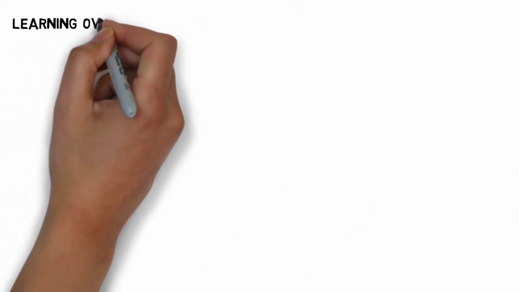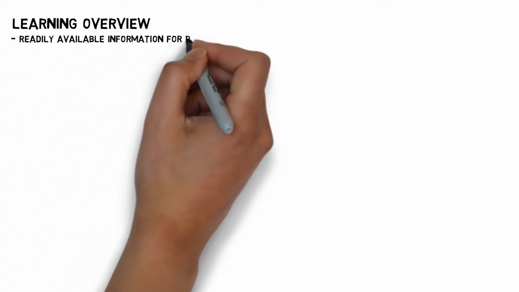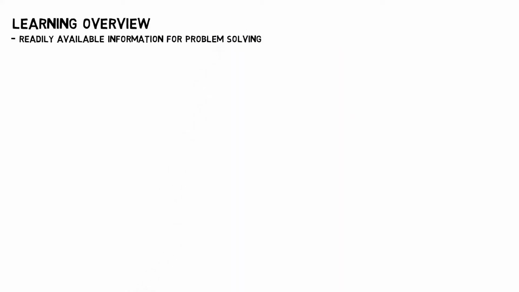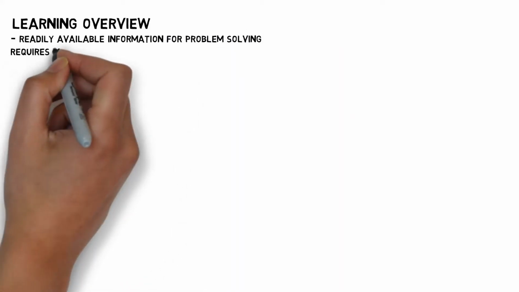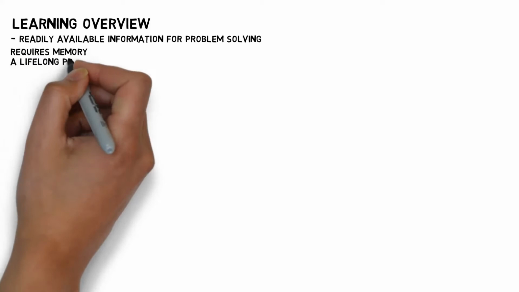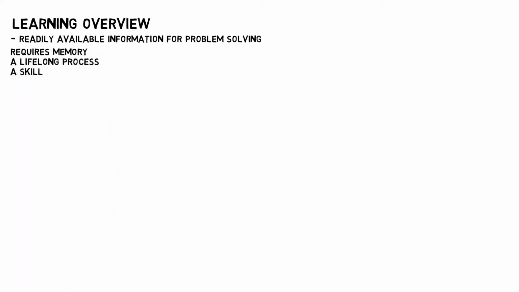This is a learning overview video. When we talk about learning, we're talking about memory, having information readily available when knowledge is needed to solve problems. Some aspects to learning is that it requires memory, it's a lifetime process, and learning is a skill.